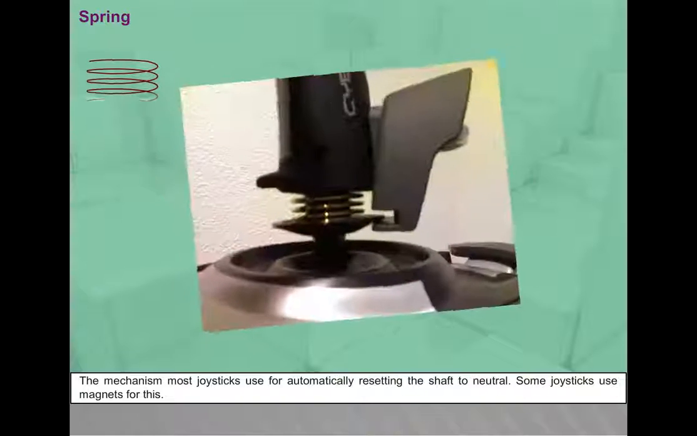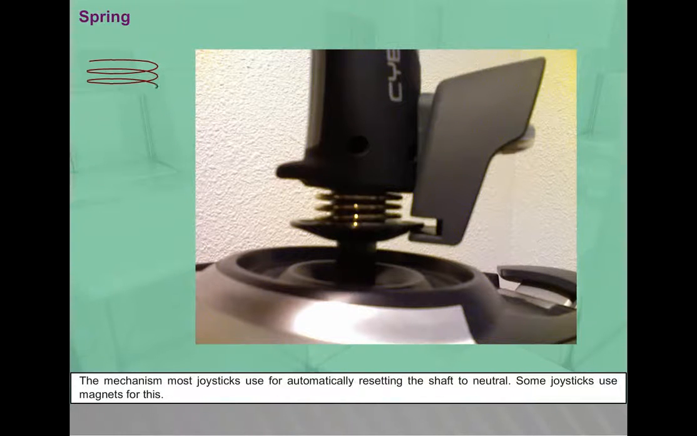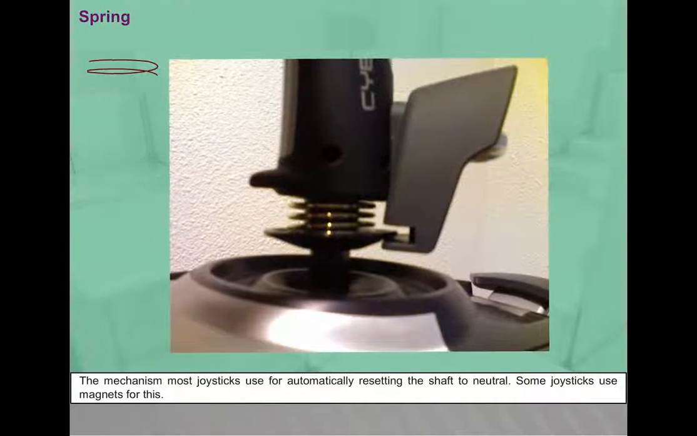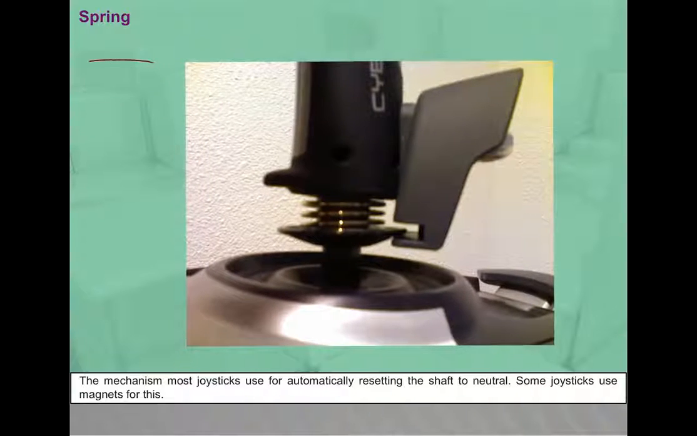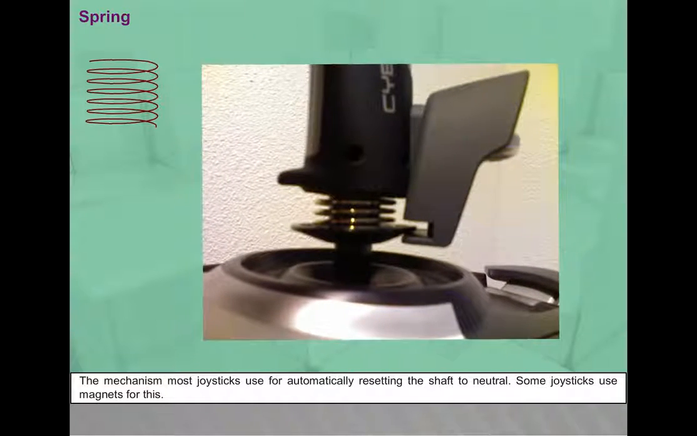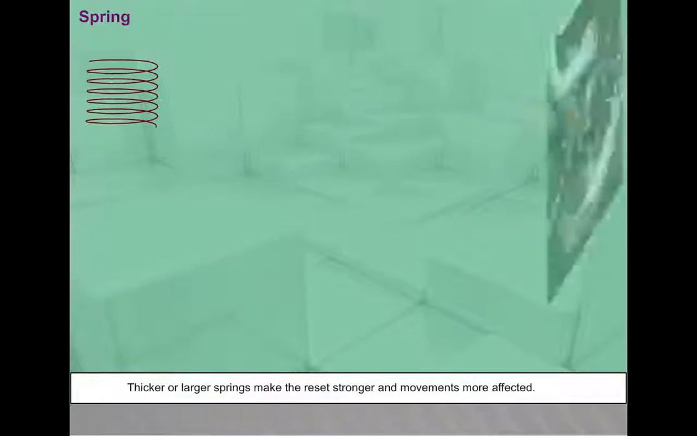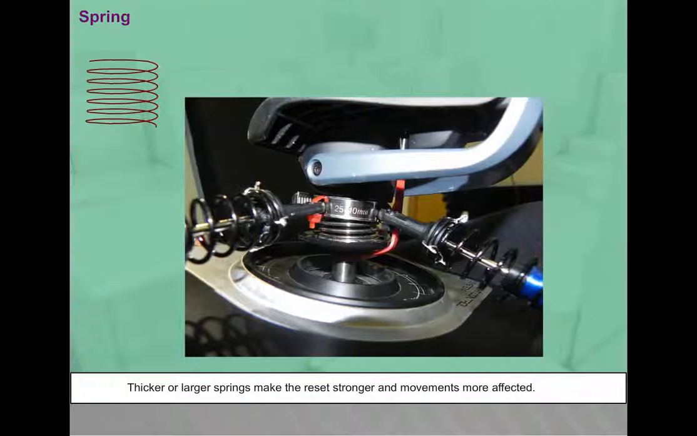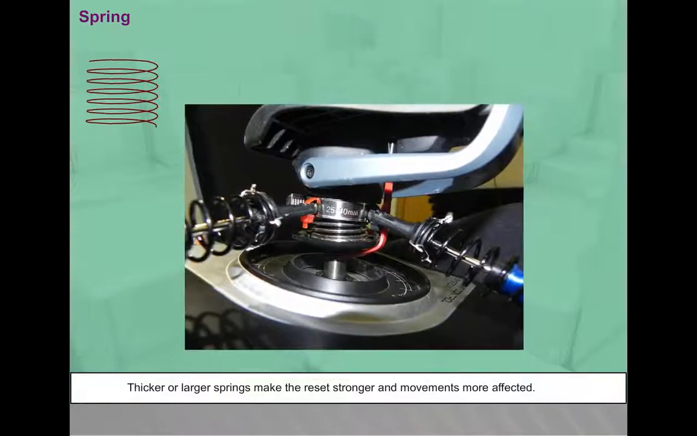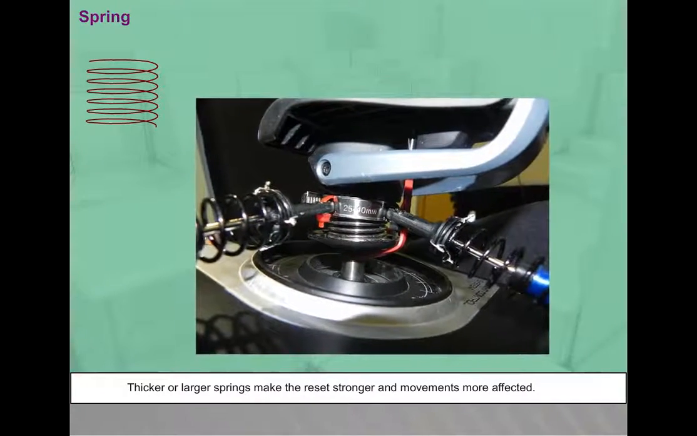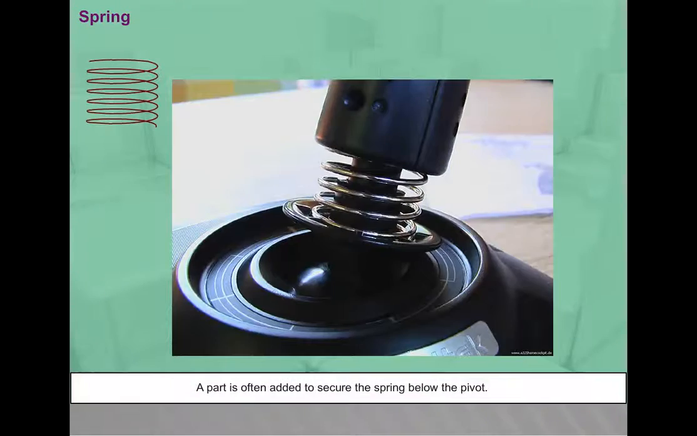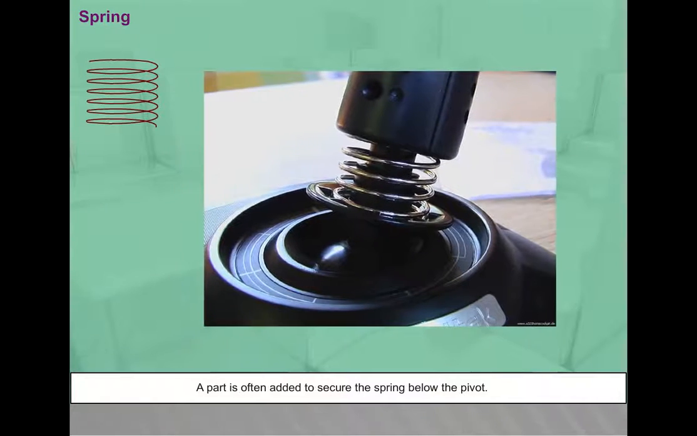Spring: the mechanism most joysticks use for automatically resettling the shaft to neutral. Some joysticks use magnets for this. Thicker or larger springs make the reset stronger and movements more affected. A part is often added to secure the spring below the pivot.